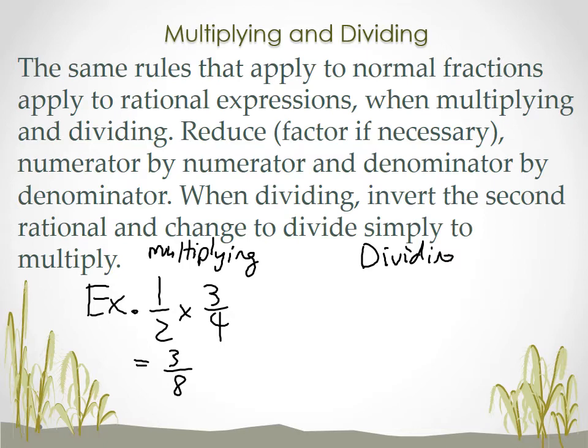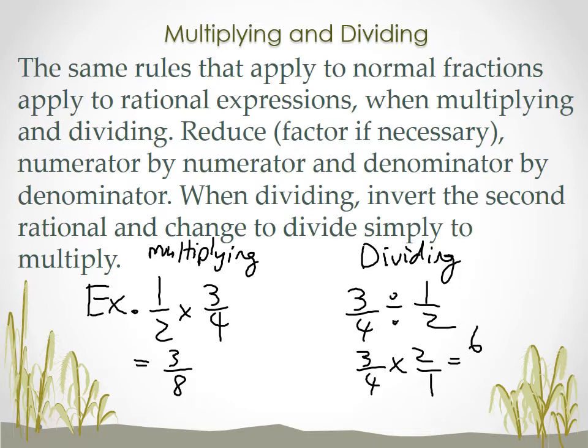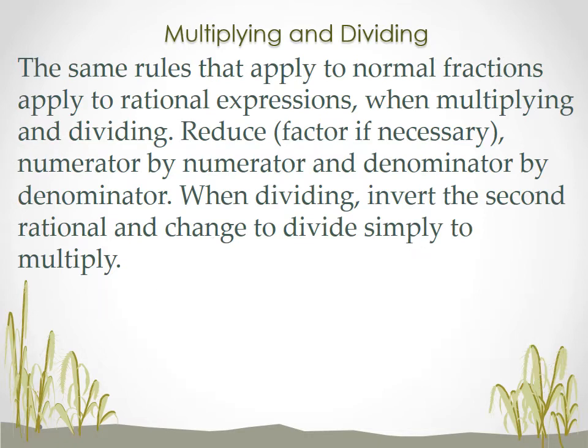Dividing. So if we take 3/4 and we divide by 1/2, invert or flip the second fraction, change divide to multiply. So flip the second fraction, change divide to multiply. Now do top times top, bottom times bottom. 6/4. Reduce it if you can. 3/2.